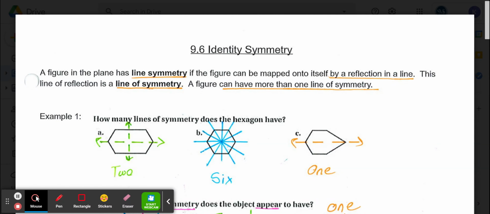Welcome to Lesson 9.6, Identify Symmetry. So, a couple different concepts and terms to think about first, and then we'll get into our examples.